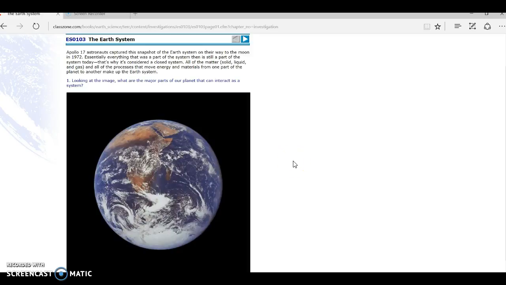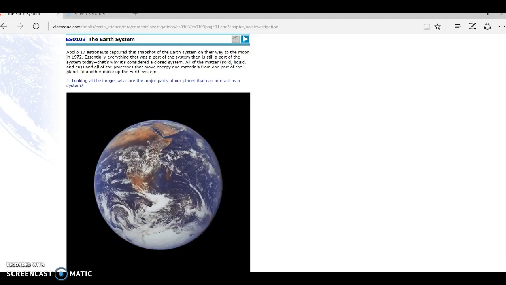Hey everyone, we are talking about the different spheres that we can find on our planet. I'm going to go through a little presentation here, talk it through, and then you're going to have an assignment after you watch this video. So we're going to start with, here's a picture of Earth. You can see Apollo 17 astronauts captured this snapshot.